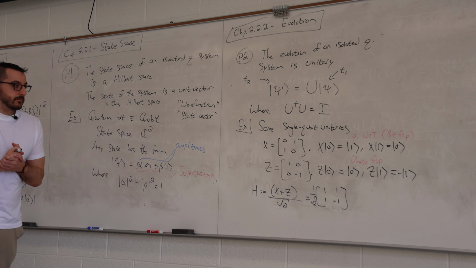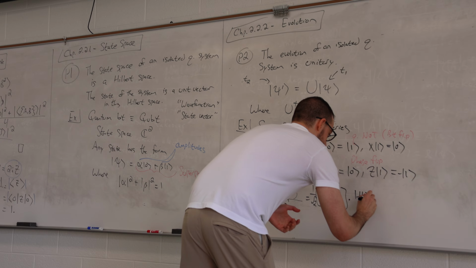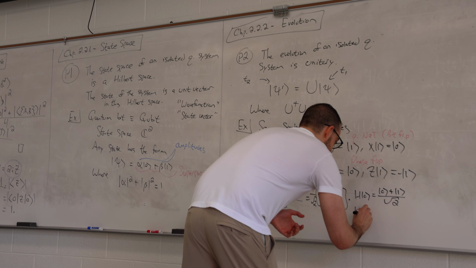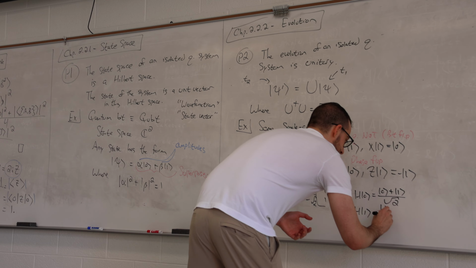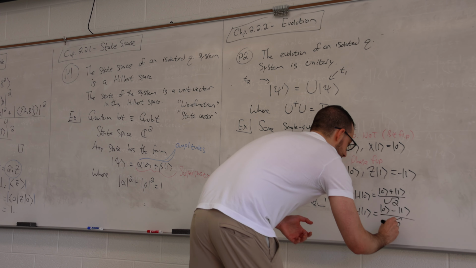If I apply Hadamard to the 0 state, I will get a superposition, using our new terminology, 0 plus 1 over the square root of 2. And if I apply Hadamard to the 1 state, I'll get another superposition with a different relative phase, 0 minus 1 over the square root of 2.